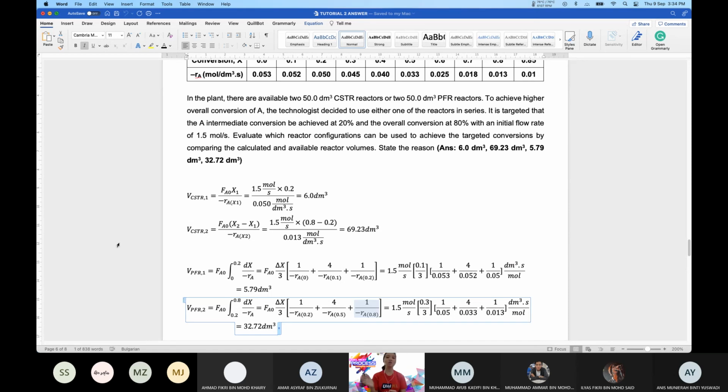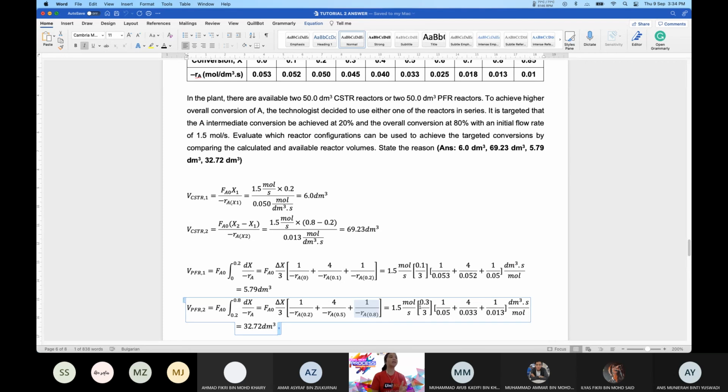So let's say you are not sure whether the middle point is correct. You calculate the difference. From 0.2 to 0.5, the difference is 0.3. Then you check the other side: 0.5 to 0.8, the difference is also 0.3. So if the front difference and the back difference are the same, it means your middle point is correct. So that's also one way for you to check. So delta X is 0.3, and the middle point is 1 per minus RA when X is 0.5.